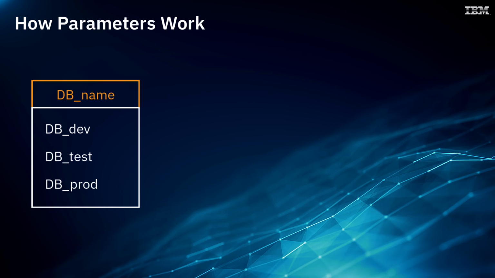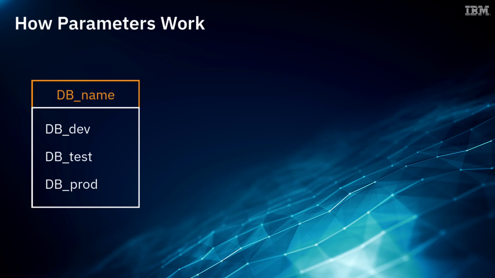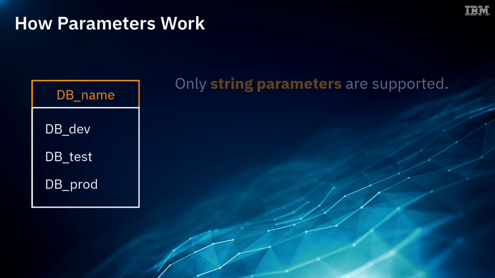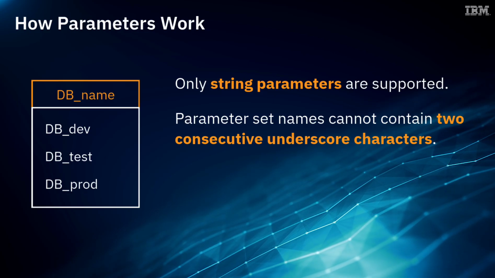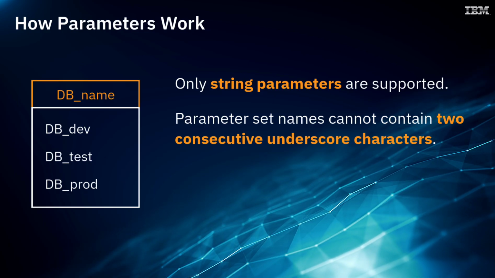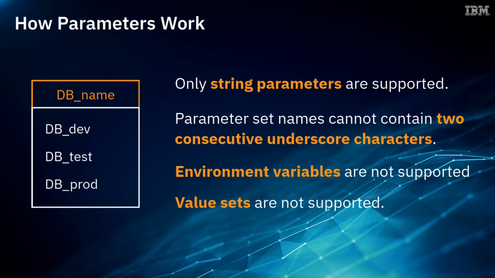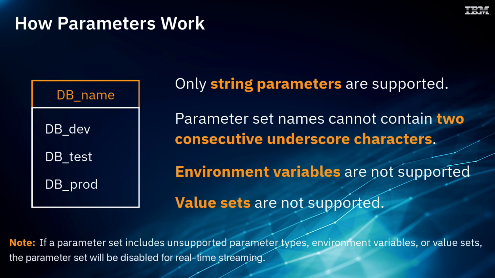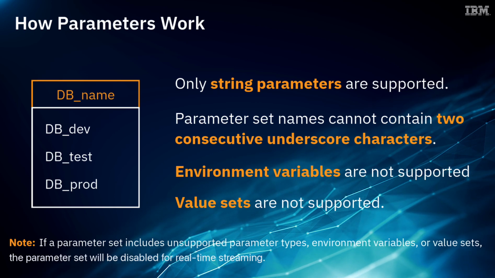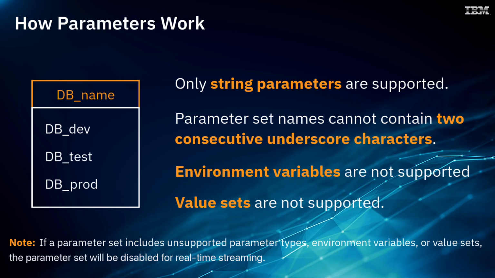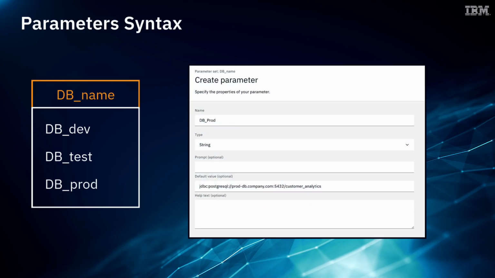The same parameter set can be used with different flow types. However, when working with real-time streaming flows, keep these limitations in mind. Only string parameters are supported. Parameter set names cannot contain double underscores or two consecutive underscore characters. Environment variables are not supported. Value sets are not supported. If a parameter set includes unsupported parameter types, environment variables, or value sets, the parameter set will be disabled for real-time streaming. Each parameter includes a name, a default value, and an optional description.